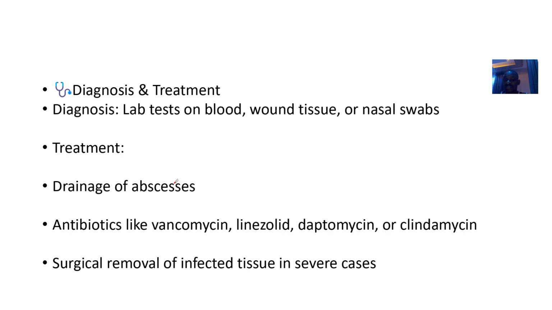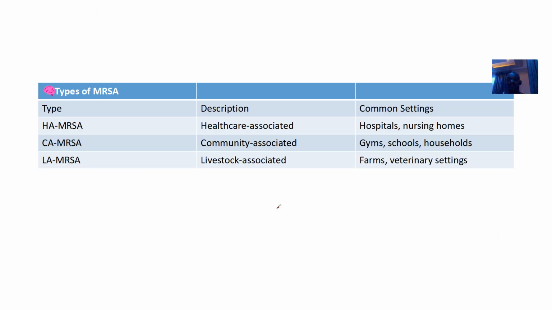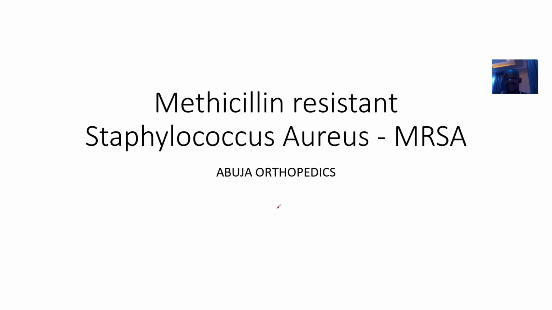Then if it is abscesses, that's treatment. If it's abscesses, you drain it. You also employ antibiotics like vancomycin, linezolid, daptomycin. Then surgical removal of any tissue that is infected around that place. Right. So that's it for methicillin-resistant Staphylococcus aureus.